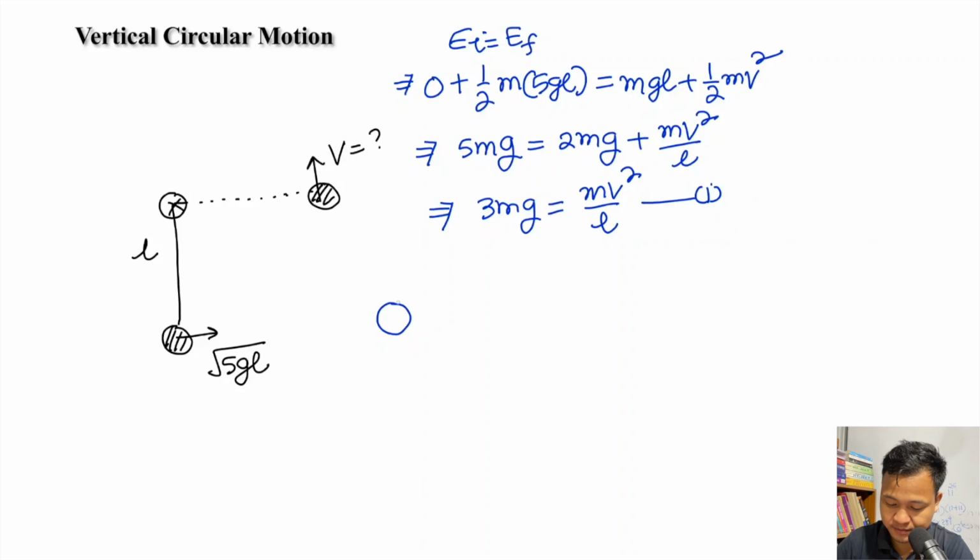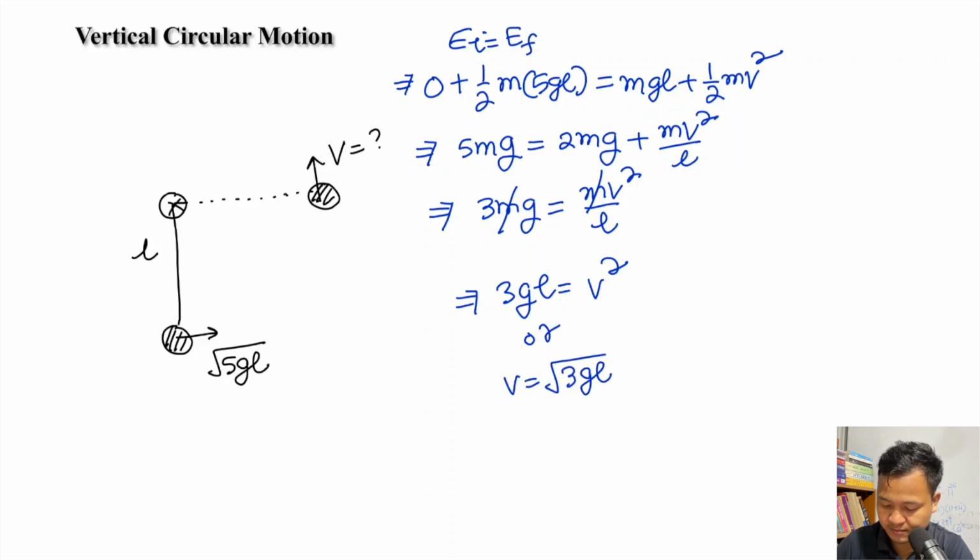Okay? So here you don't need to write the force equation, na? So here we already know the value on the left side. Direct cancel. So you have 3ZL equals to V square. Okay, so V is equals to root over 3ZL. So when the initial speed is root 5 ZL, the speed at the vertical position is root over 3 ZL. Okay. Right? So we'll solve some questions on vertical circular motions.